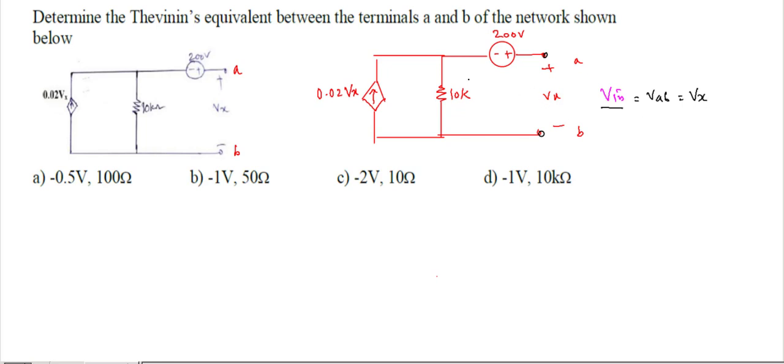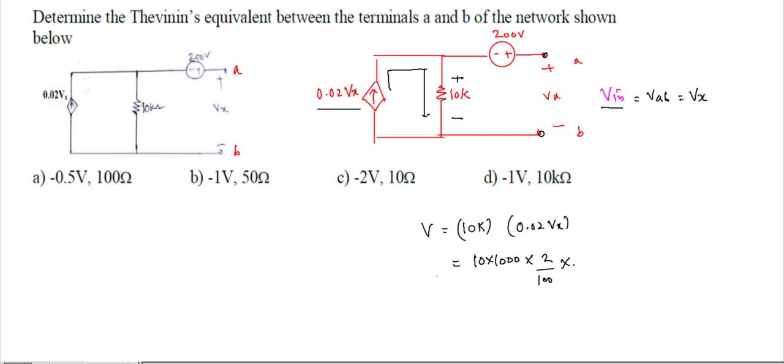So this is open, so current through this is 0. The dependent source current flows towards this only. It does not flow through because of the open. The current always flows from positive to negative. So what is the voltage here? Voltage across 10 kilo ohm equal to 10 kilo ohm into 0.02 Vx, so 10 into 1000 divided by 2 by 100 into Vx. So 100 cancel, and you get 200 Vx.